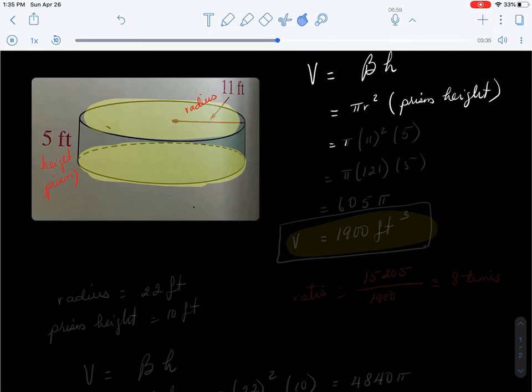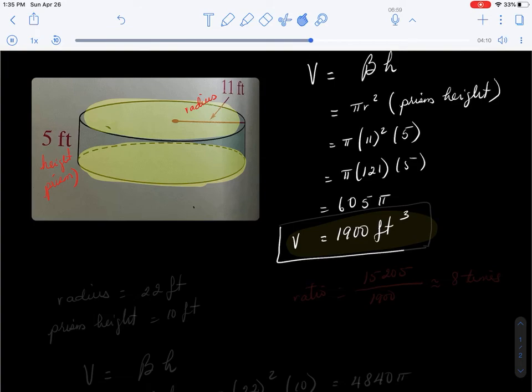Okay, so I'm going to have pi times 11 squared times 5. Okay, pi times 121 times 5. I'm going to have 605 pi. Let's see. 121 times 5 times pi. They asked me to round to the nearest whole number. That should give me 1900 cubic feet.